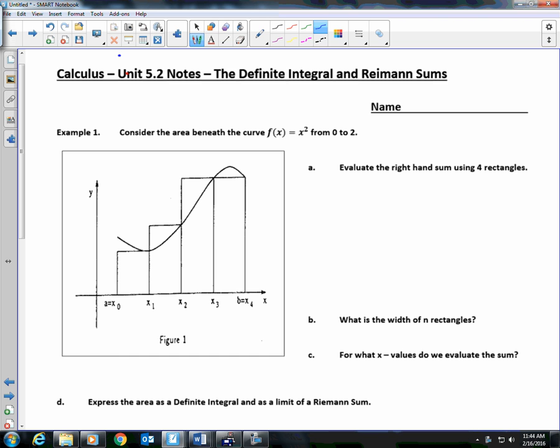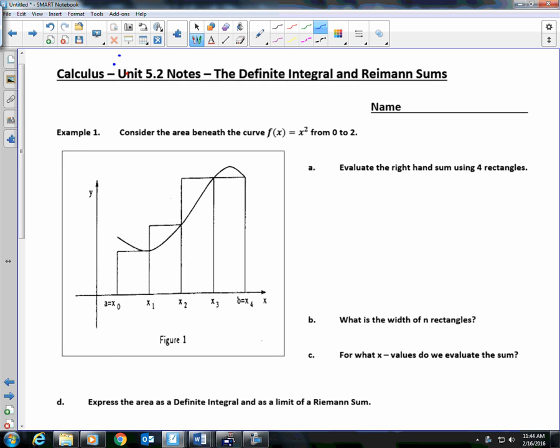Definite integral and Riemann sums. We are going to take the definite integral and express it as a limit of Riemann sums, which I'll write for you in just a second. But first, let us consider the curve f of x is equal to x squared and how we would evaluate that sum using a right-hand sum for rectangles from 0 to 2.